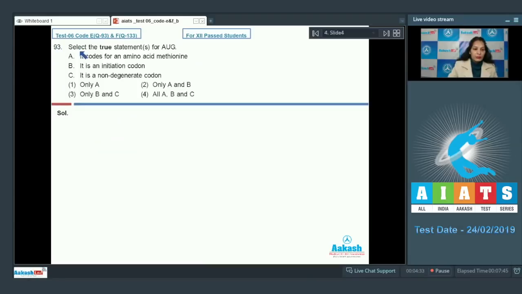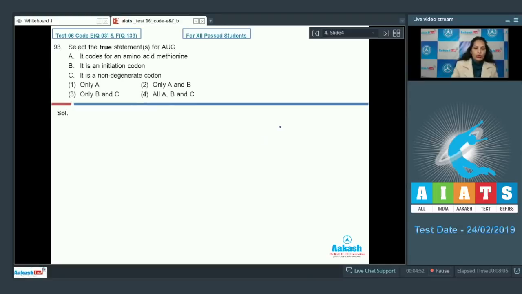Question number 93. Select the true statement or statements for AUG. A. It codes for an amino acid methionine. B. It is an initiation codon. C. It is a non-degenerate codon. First option only A, second only A and B, third only B and C, fourth all A, B and C.